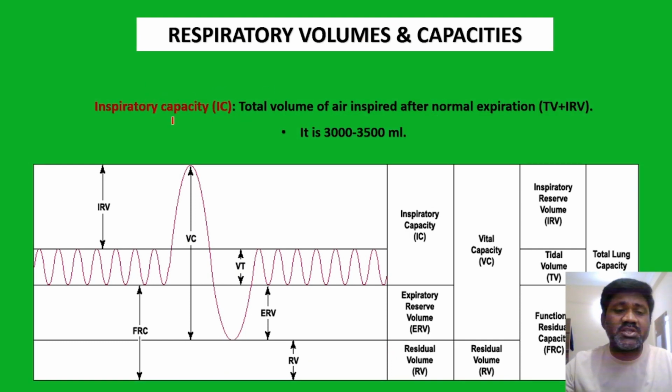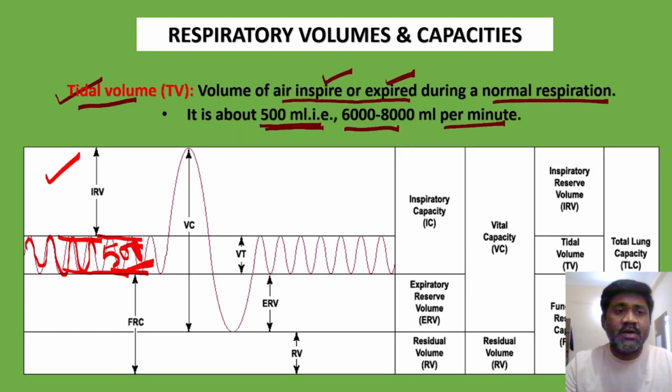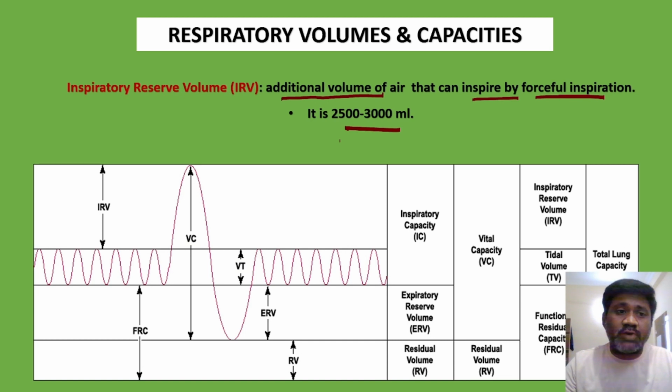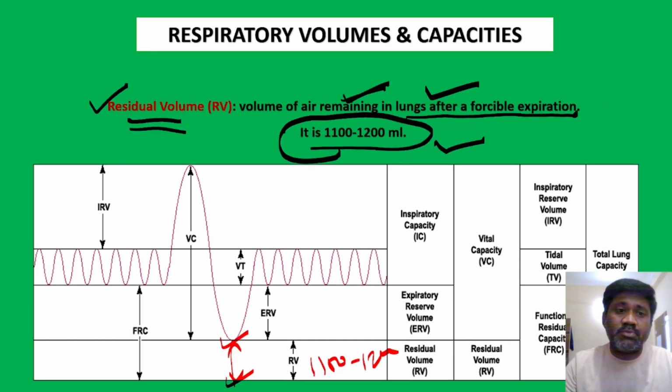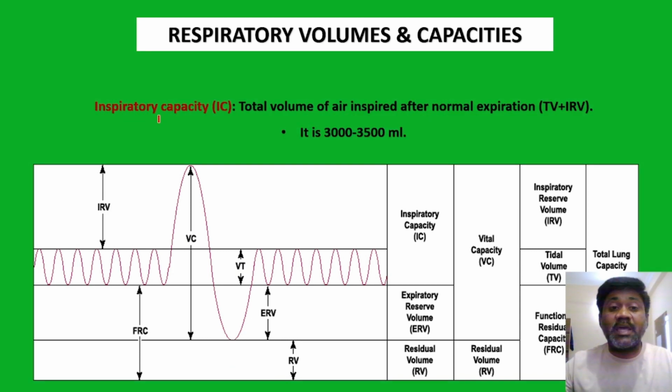Now we are going to see the inspiratory capacity. Up to now we have seen the volumes. Look at this. First one is the tidal volume. Second one is the inspiratory reserve volume, then expiratory reserve volume, now residual volume. Now we are going to see the inspiratory capacity. Volume and capacity both are different.